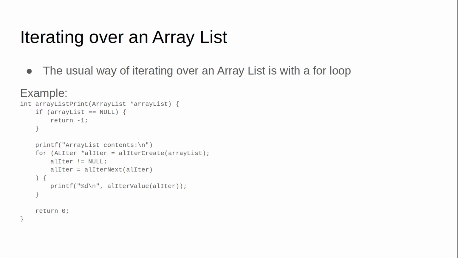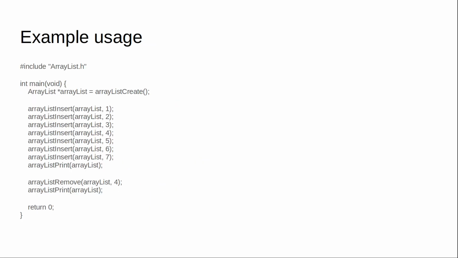Okay, so let's see an example of how we would put all this together. We're going to include our array_list.h, which has all the definitions of the array list and the array list iterator structures in it, as well as all the prototypes for these functions that we just talked about. We're going to create our new array list with array list create. We're going to insert items into our array list with AL list insert, and here I've just done 7 items, 1 through 7: 1, 2, 3, 4, 5, 6, 7.